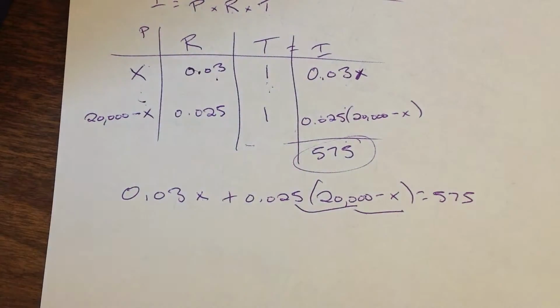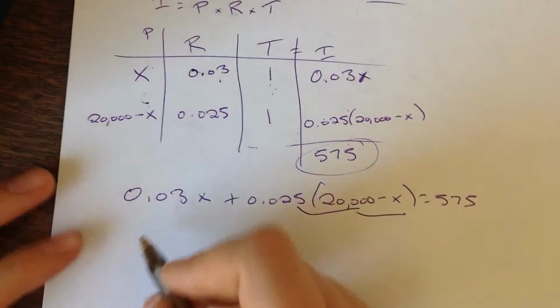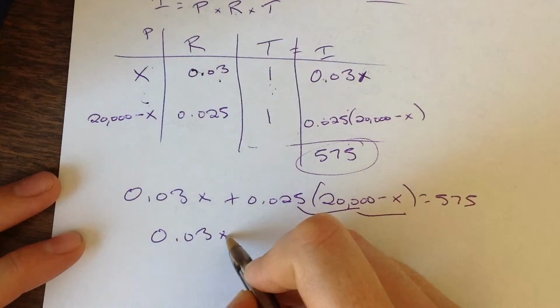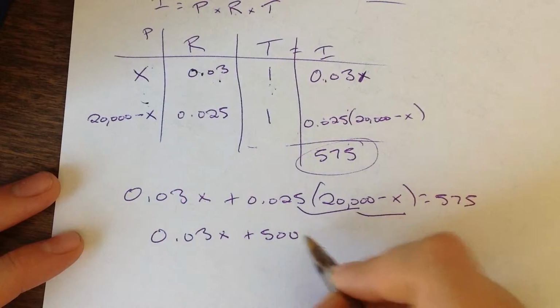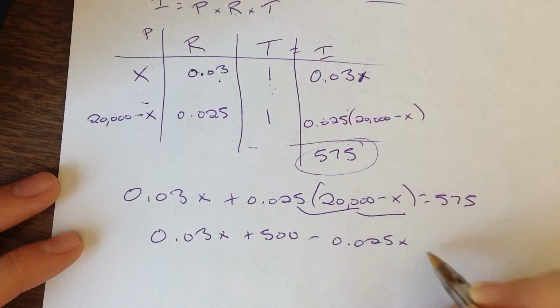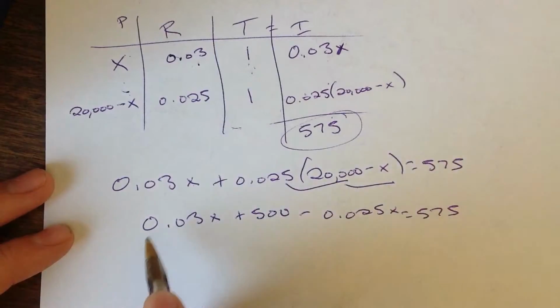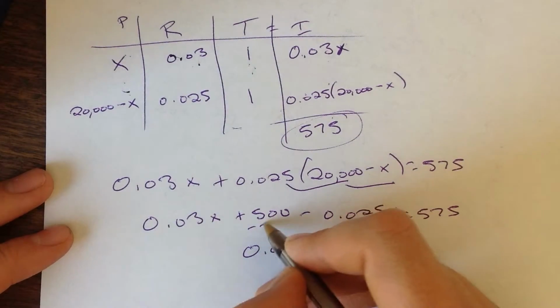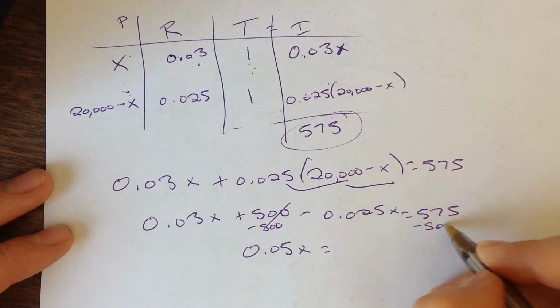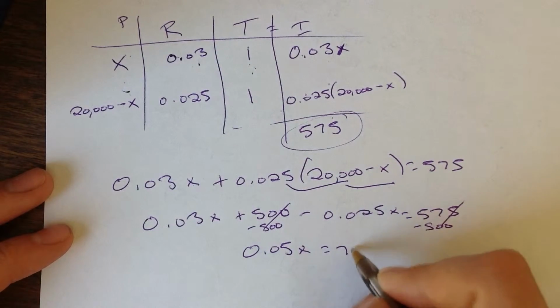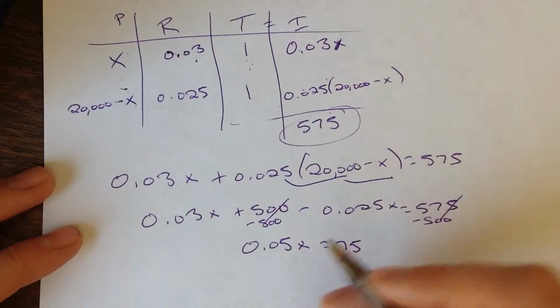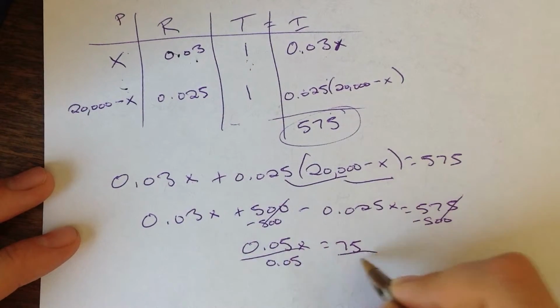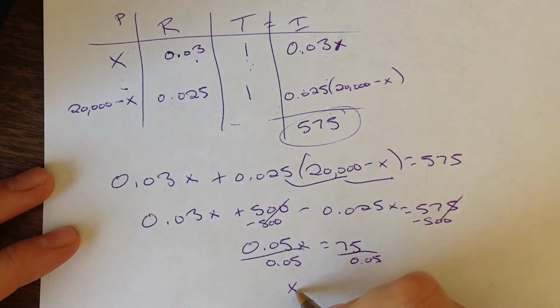Distribute this in, and we end up with 0.03X plus 500 minus 0.025X equals 575. Combine these two together, we get 0.005X. Subtract 500 from both sides, and we get 75. Divide both sides by 0.005, and X equals 15,000.